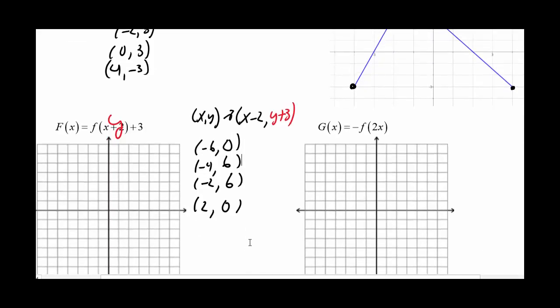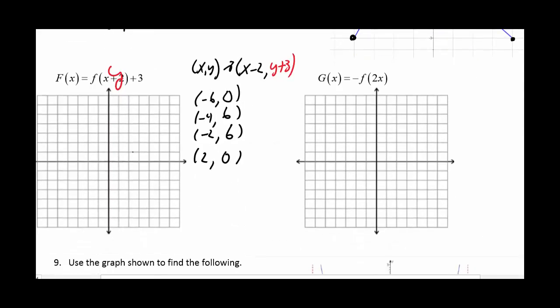Okay, so then I'm just going to plot those points as best I can. So -6, 0 right there. -4, 6 right up there. -2, 6 right there. And 2, 0, which is right there. And then I will connect those points.